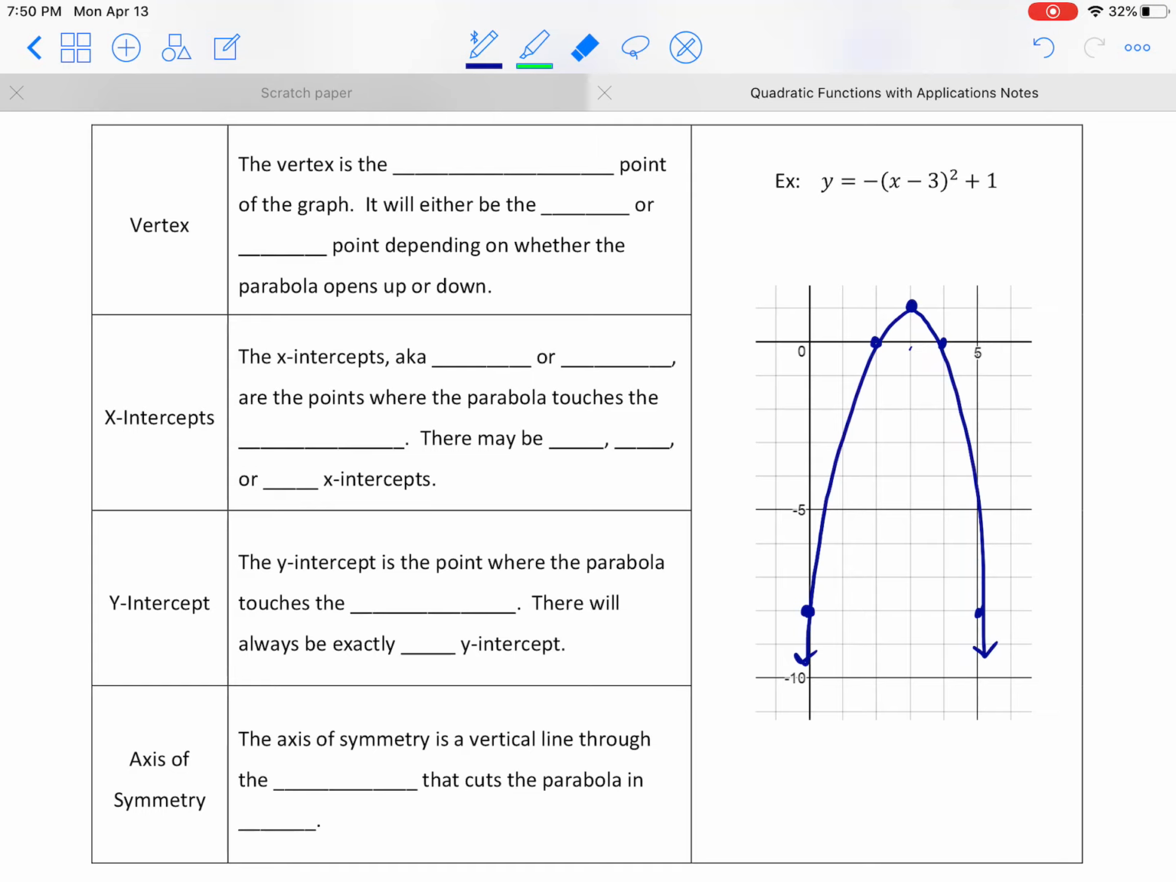All right, so the characteristics of any parabola that I want you to be able to identify, the most important is what we call the vertex. I think we've talked about that before, but if you were to describe this point right here, that is the vertex. So we have a vertex at (3, 1). How would you describe to somebody what the vertex is?